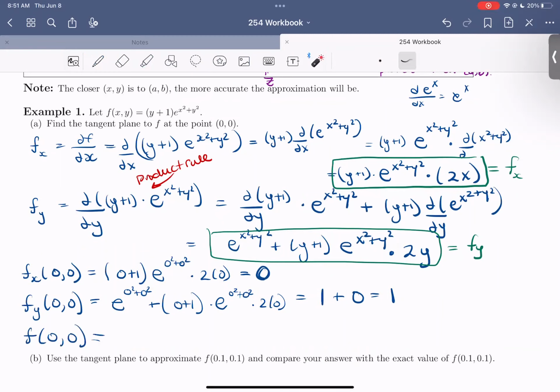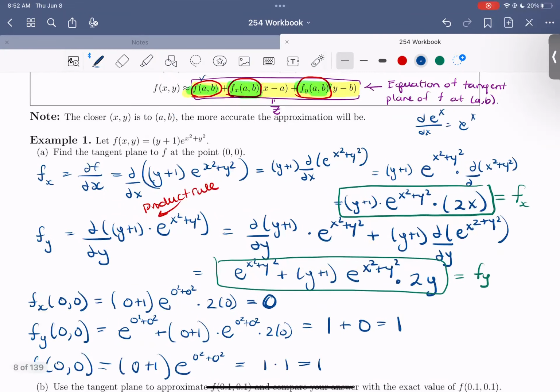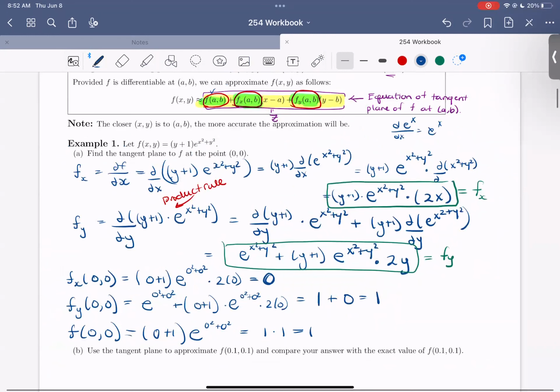So we just look at our function here, plug in 0 for x and 0 for y. So there we get 0 plus 1 times e to the 0 squared plus 0 squared. So we get 1 times e to the 0, just 1. So we get 1. All right, so now we have that final component. All right, so let's put all these pieces together.